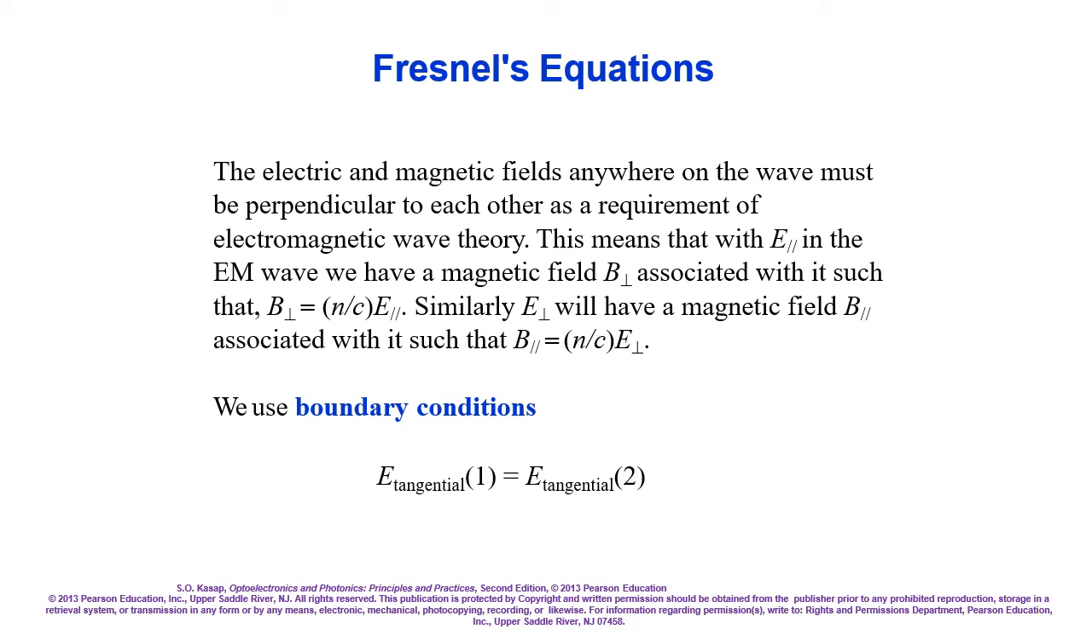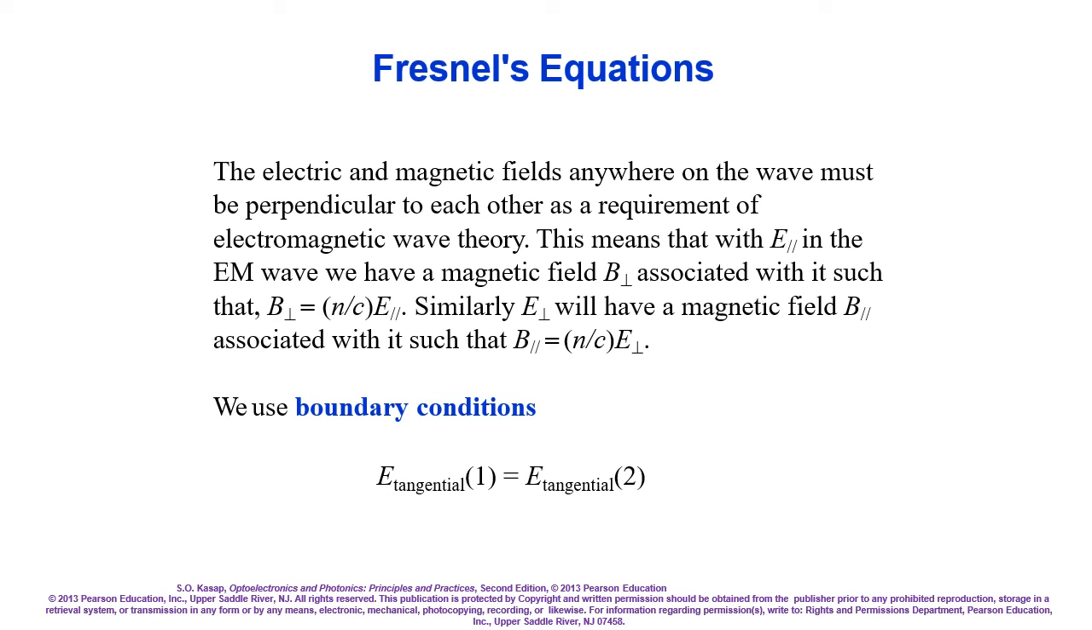This means that with E parallel in the EM wave, we have a magnetic field B perpendicular associated with it, such that B perpendicular equals n by c E parallel. Similarly, E perpendicular has a magnetic field B parallel associated with it in such a way that B parallel equals n by c E perpendicular.